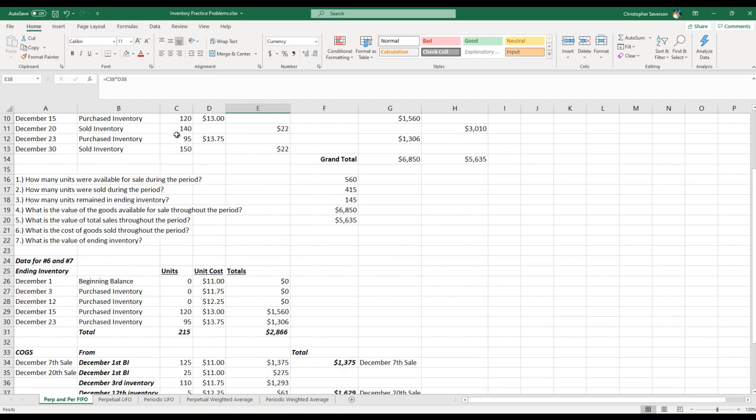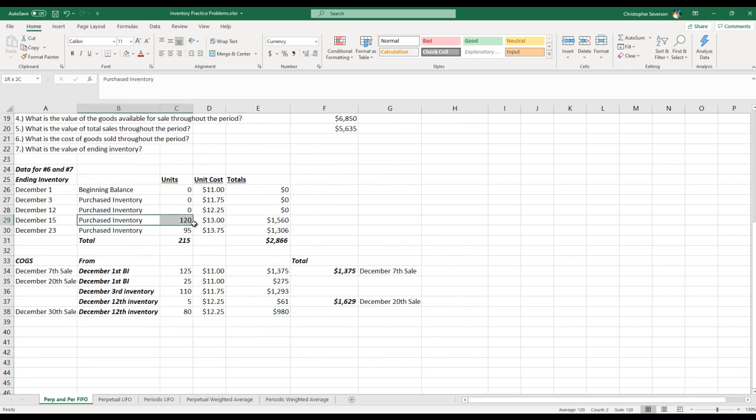So that was 80 of them, but we needed 150, so we need 70 more units. Fortunately, the next layer that's available has enough for us, and that's coming from December 15th inventory. And we need, what did I say, 70? Which means we only have 50 left up here. The cost was $13. It's multiplying for us. That takes care of our 150 units.